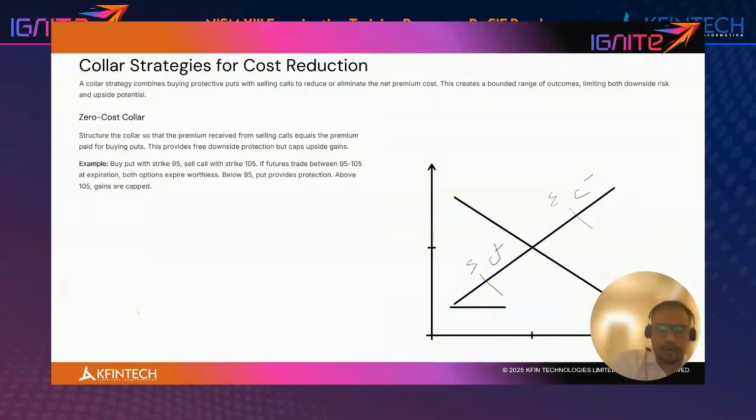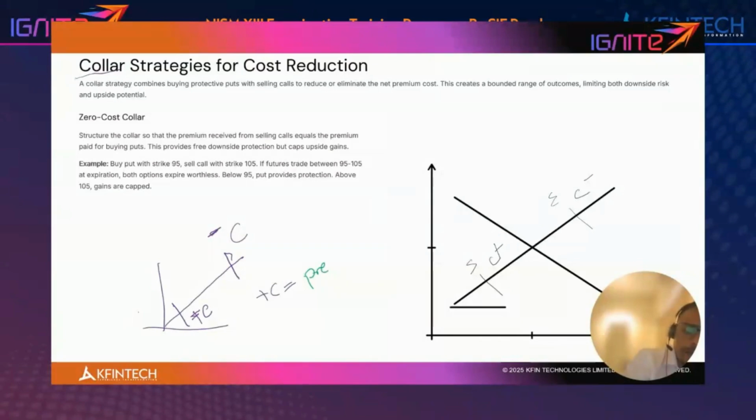Collar strategies for cost reduction. We know the collar, we have seen this earlier also. Collar means selling a call option at the same time as buying a call option. Why? Because when I buy a call option, I'm paying a premium because I am buying. But if I sell a call option, I am getting the premium because I am selling. So the buyer will pay me the premium.